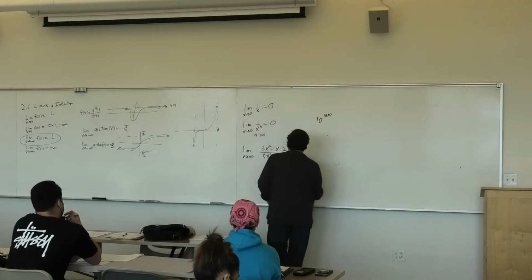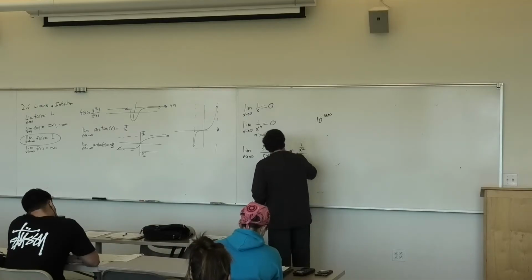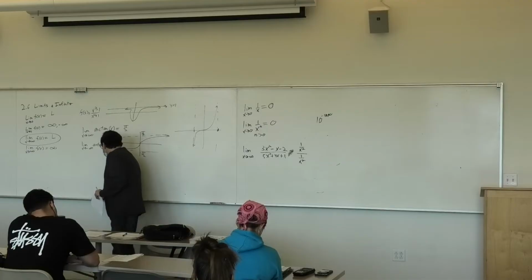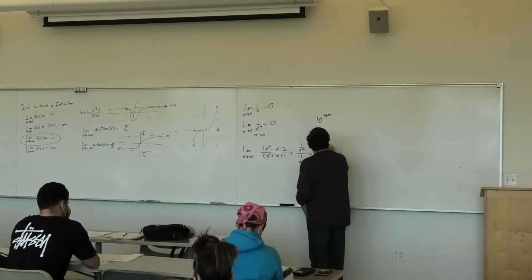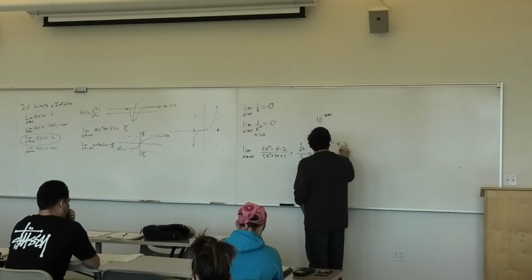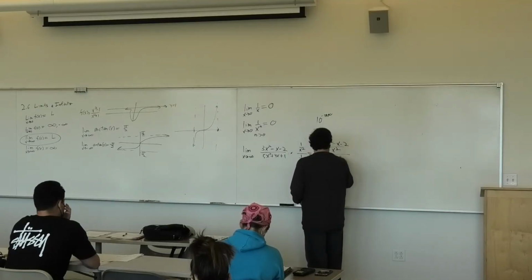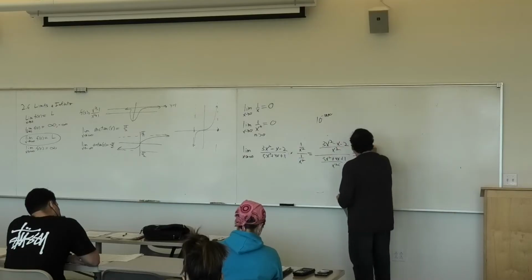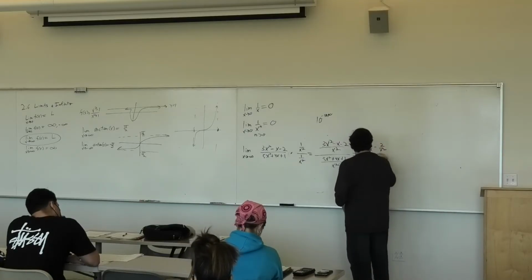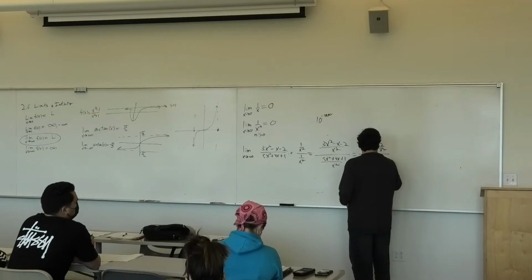So what we can do is multiply this by 1 over x squared over 1 over x squared. And what do we get? We get 3x squared minus x minus 2 over x squared, and 5x squared plus 4x plus 1 over x squared, which we rewrite as 3 minus 1 over x minus 2 over x squared, over 5 plus 4 over x plus 1 over x squared.